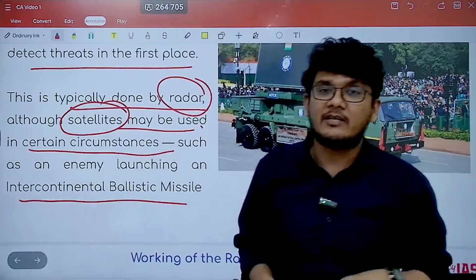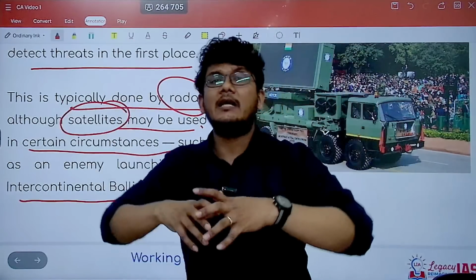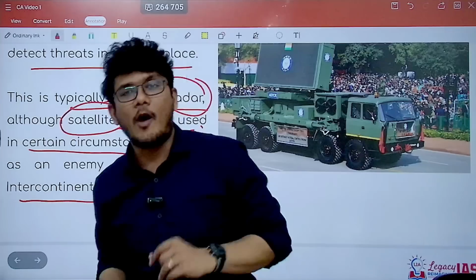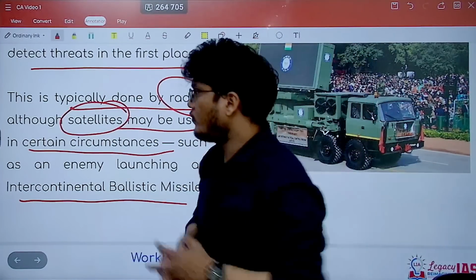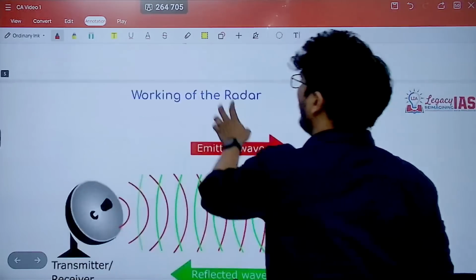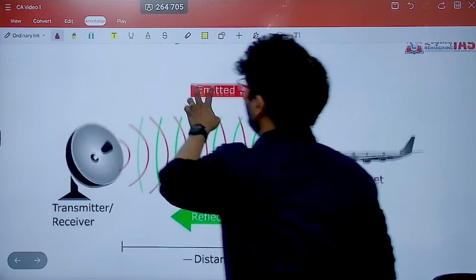Intercontinental ballistic missile means, intercontinental means that it will be actually long range, of a few thousand kilometers. So satellites can be helpful in that regard as well. So this is your radar system at work. How does it work? Let us understand that.